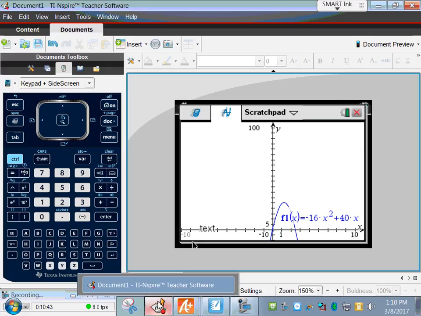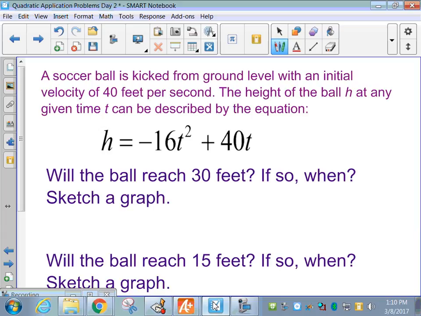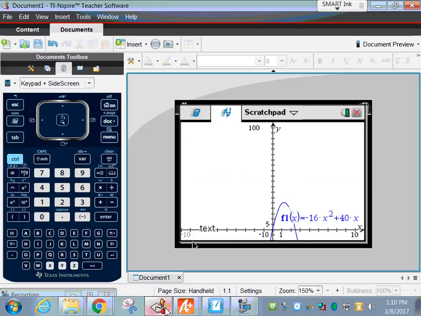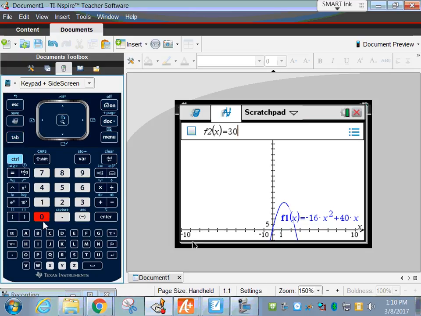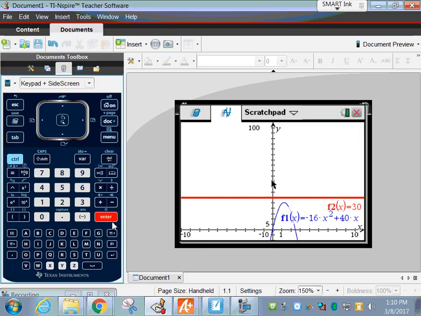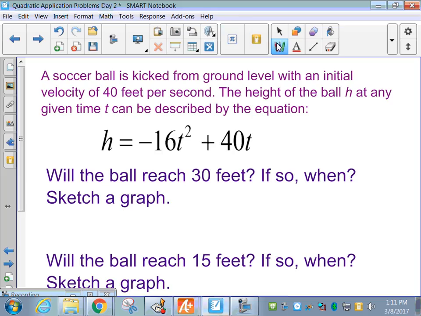Anybody need help with where we're at so far? Everybody got it? So it says, will the ball reach 30 feet? If so, when? Sketch a graph. So go back here. Will the ball reach 30 feet? So we need to put that line in. So go to tab, and we're going to enter in our 30 feet. And the ball does not hit 30 feet. So when you answer this question, will the ball reach 30 feet? Nope. And it does say sketch a graph.